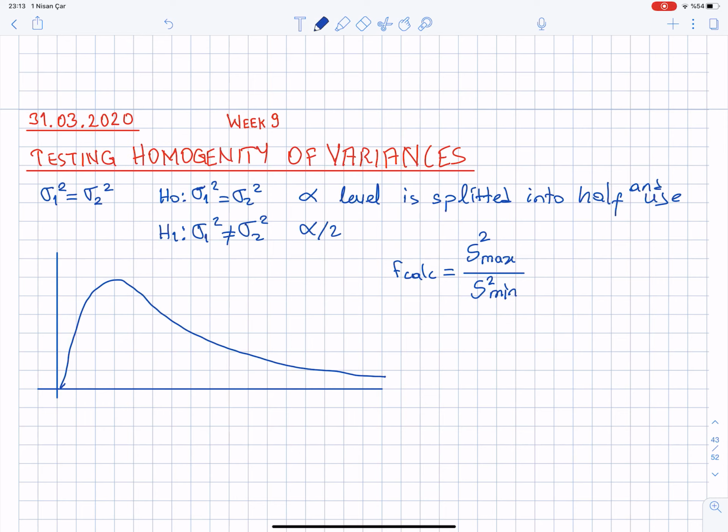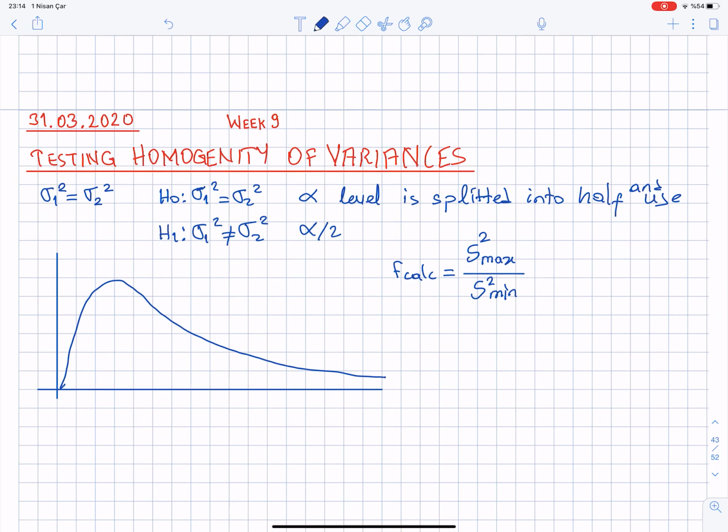So if sigma 1 square is larger than sigma 2 square, S1 square will be on the numerator, and then S2 square will go directly on the denominator. So the large value goes on the top, and on the bottom of the division goes the smaller variance. It does not necessarily mean that you need to use homogeneity of variance for two populations. You could have more than two groups of population.